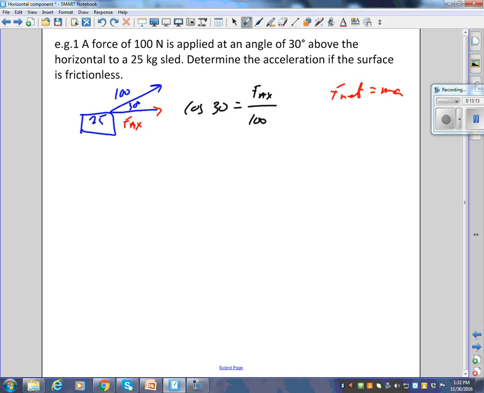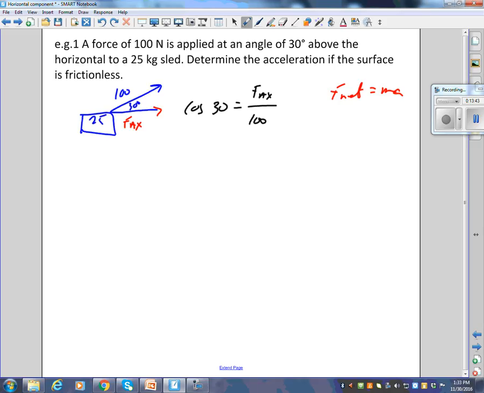Will we always have a hypotenuse? No. That's the applied force, right? So we're always going to have that hypotenuse. The question really is, will the FAX, the X component of the applied force, always be adjacent? No. You're just reading my body language. Will the FAX always be adjacent?